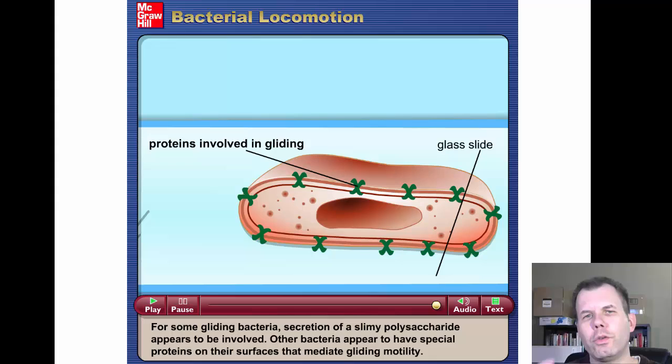So again, I just show this video because it goes into a lot more depth than I really want you to know. Like, I don't care if you know all the ring structures and everything else, but I just want to give you an idea that there are lots of different ways that bacteria can move.